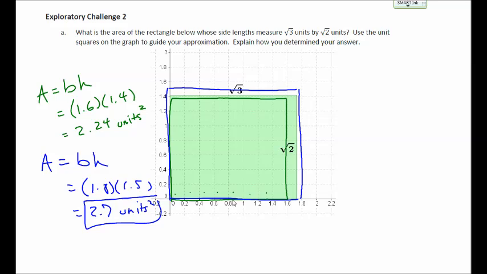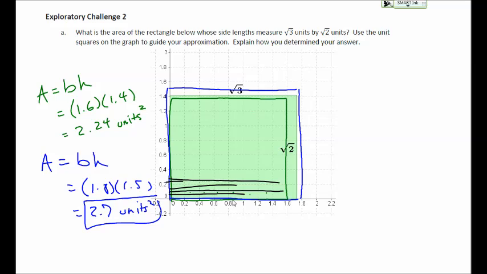Now, one way we can be more precise about finding the area of this rectangle is by using a smaller grid. So instead of going by 0.2s, going by 0.1s, or maybe by a half, 0.05s, smaller squares will allow us to be more precise. And that will lead us into some thinking later on.